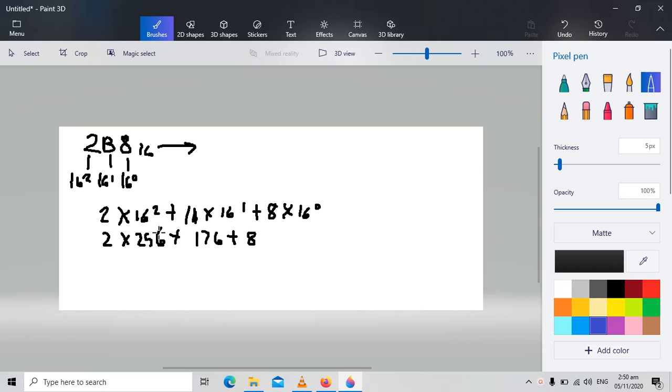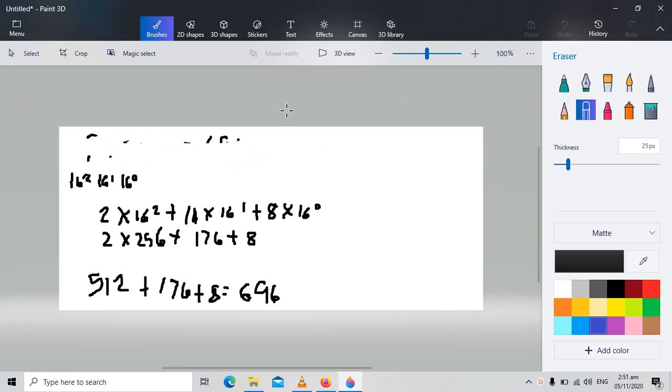That's going to be our solution. So now all we need is to multiply these numbers here and add. Alright, so we multiply here, we add these numbers. 256 times 2 is equal to 512 plus 176 plus 8. 512 plus 176 plus 8 is equal to 696. And that's our decimal number in this problem. Remember, decimal number has a base number of 10.